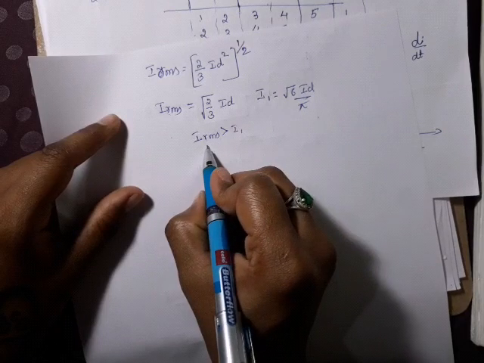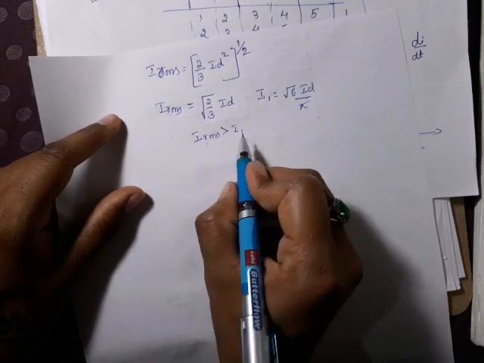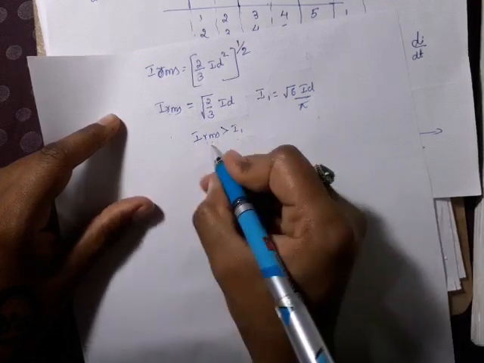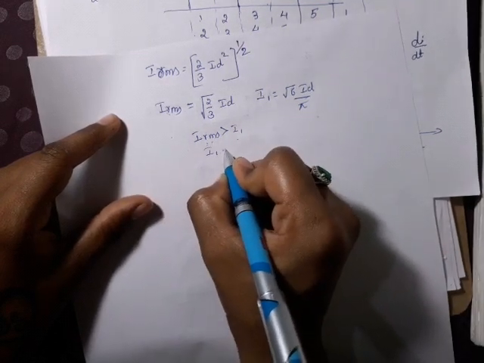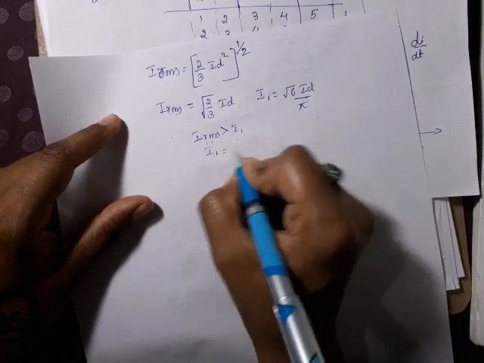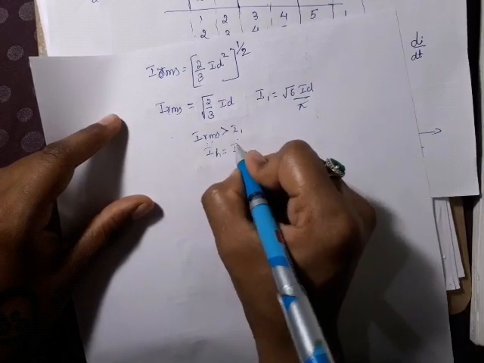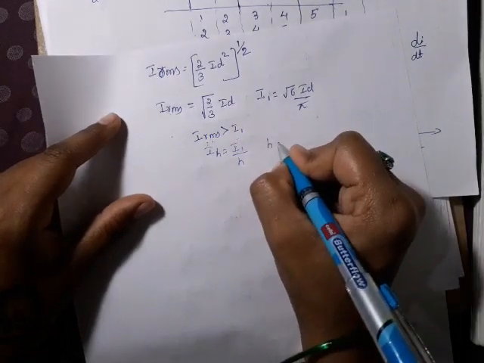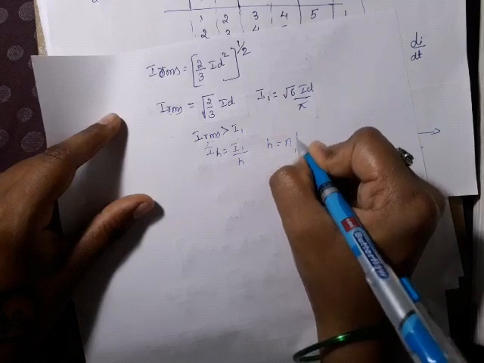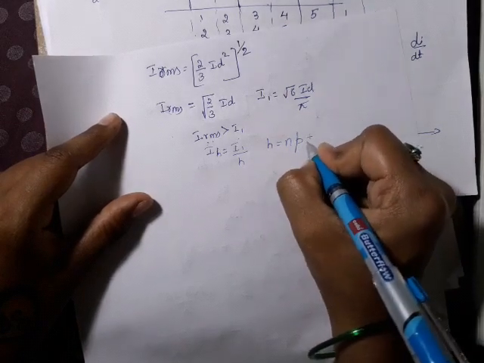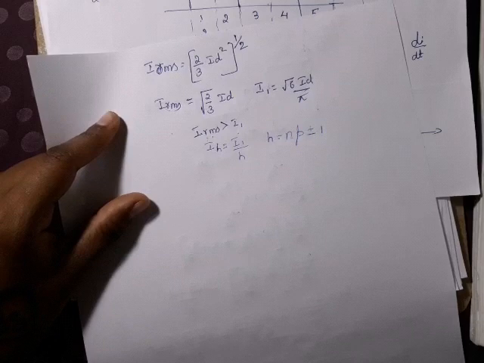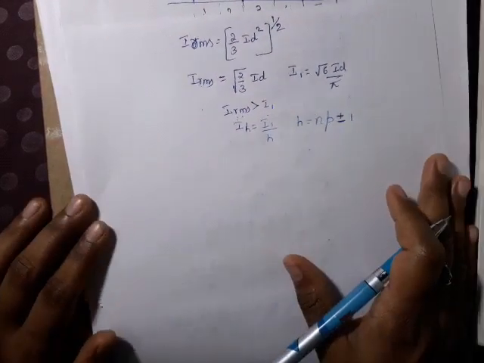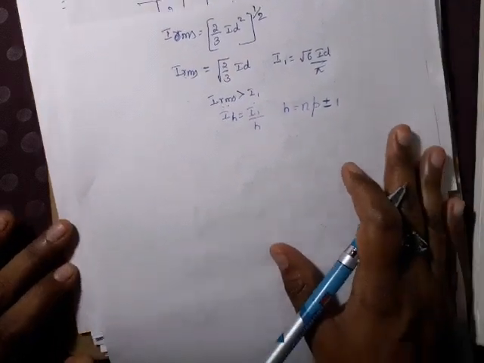Meaning the AC value is greater than the DC value, meaning the AC consists of certain harmonics. The harmonic current IH is written as I1 by H, where H is the harmonic component. For the DC circuit it is given by NP, for the AC circuit it is given by NP plus or minus 1. So this is how we can analyze the current waveform.